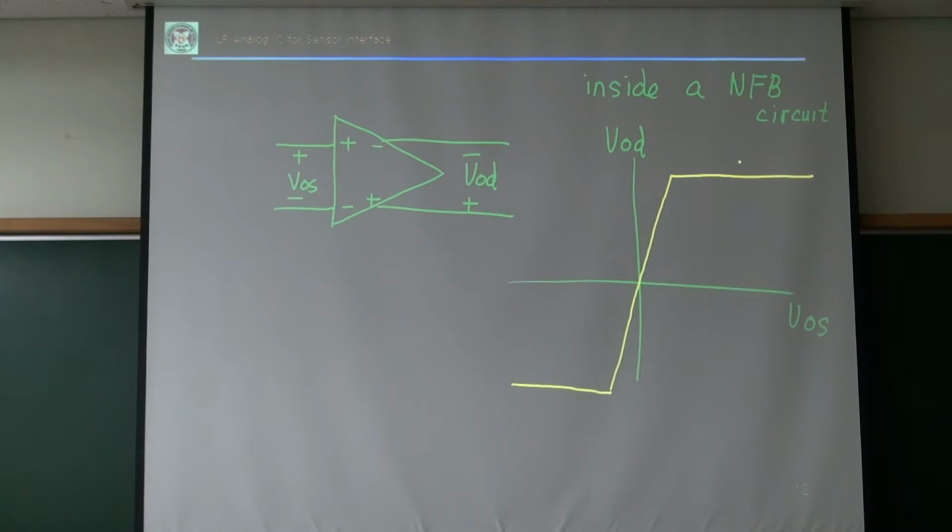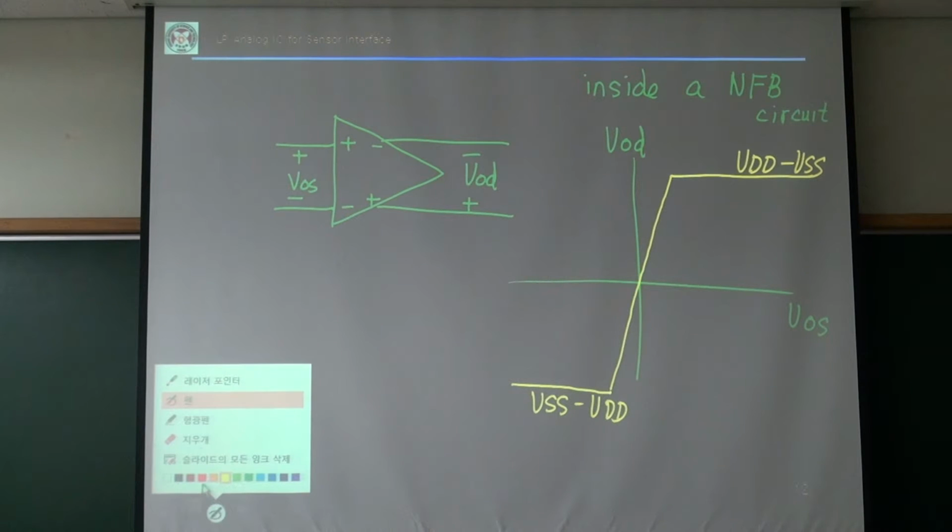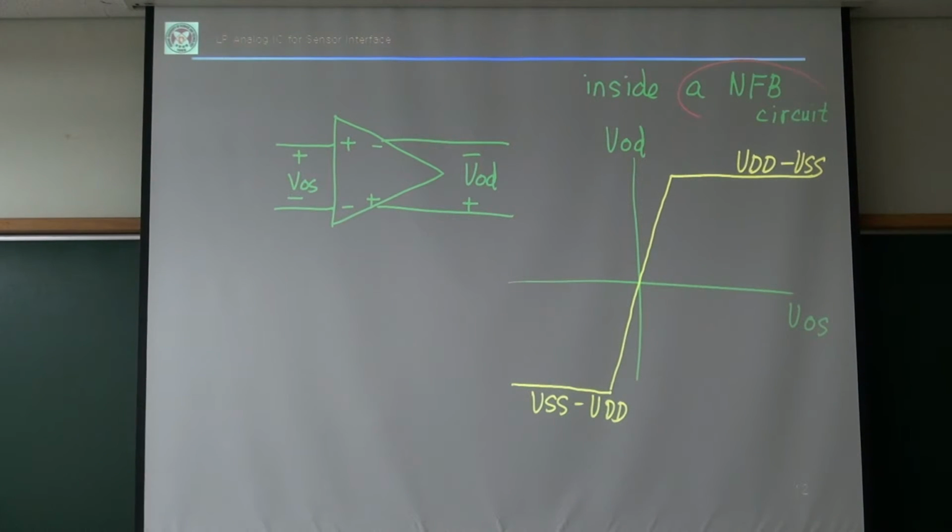Okay, this can be the VDD minus VSS, VSS minus VDD. Actually, this doesn't require a negative feedback circuit. If this circuit is located in a negative feedback loop, it works in this region, with a negative feedback circuit. So this region is nothing but VOD equals voltage gain times VOS.